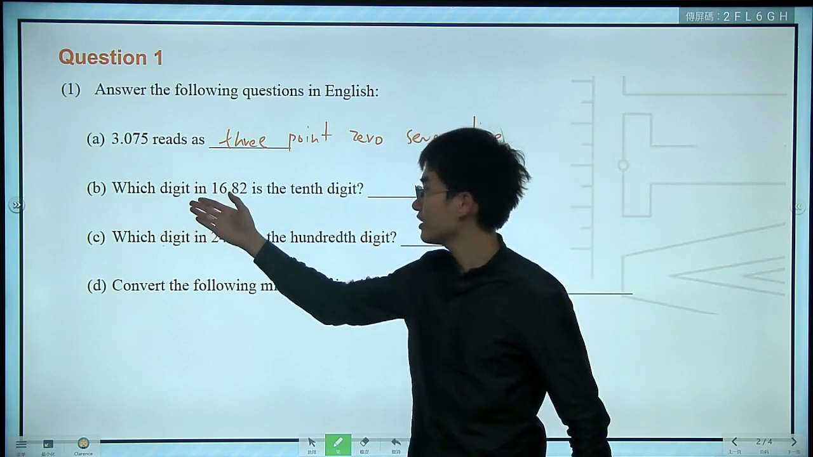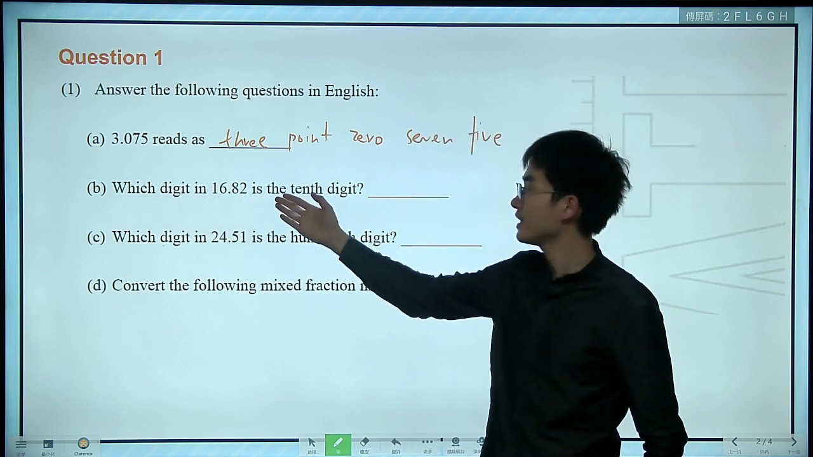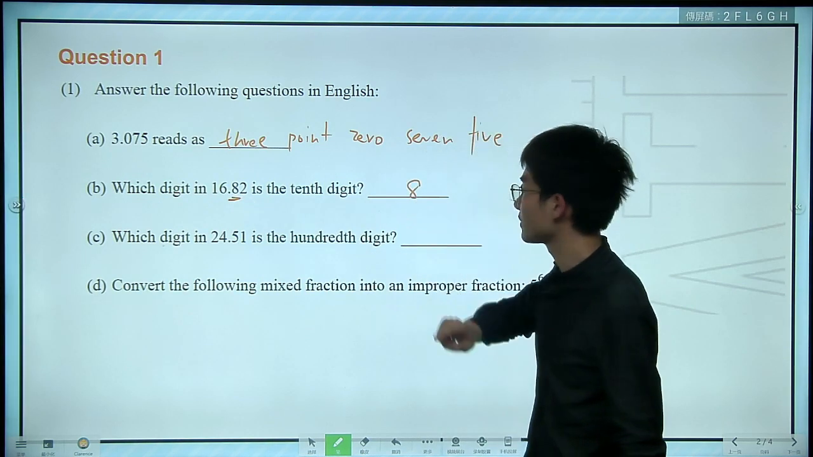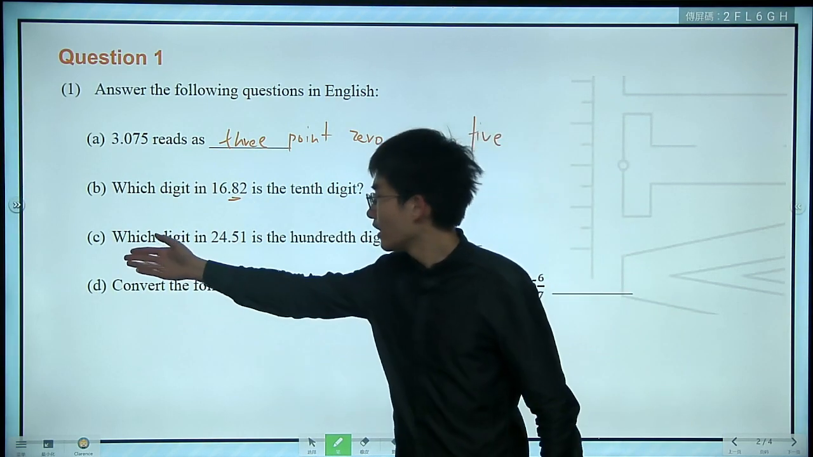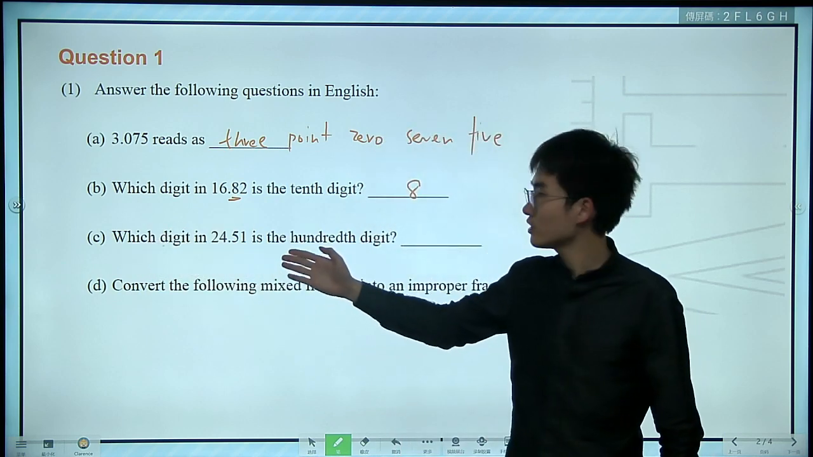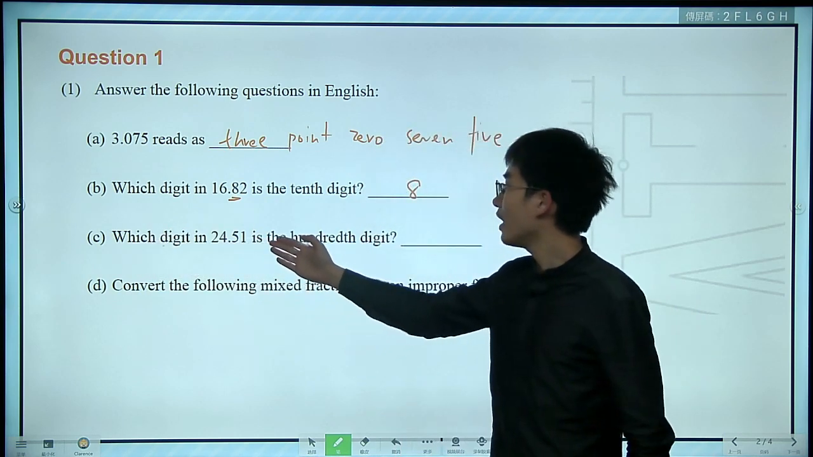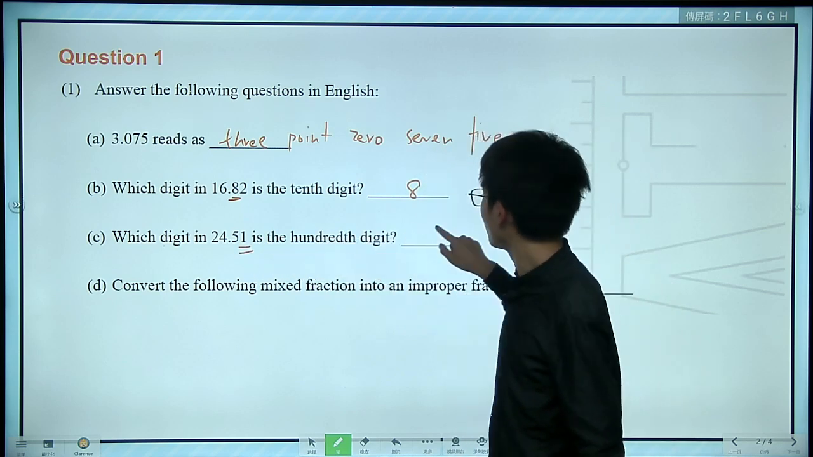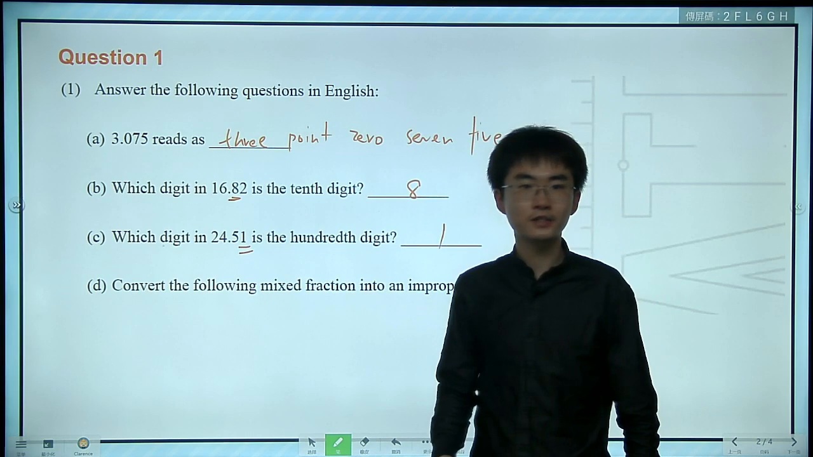Question B, which digit in 16.82 is a tens digit? It's quite straightforward. The tens digit is over here, 8, right? Question C, which digit in 24.51 is the hundredth digit? It is quite obvious, so the digit 1 will be the hundredth digit.